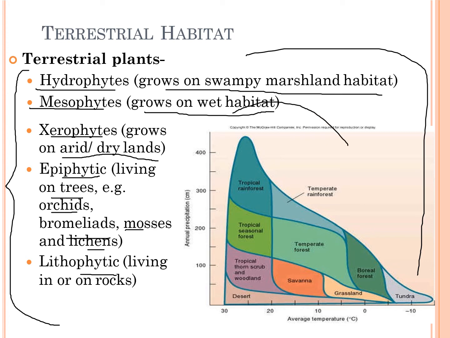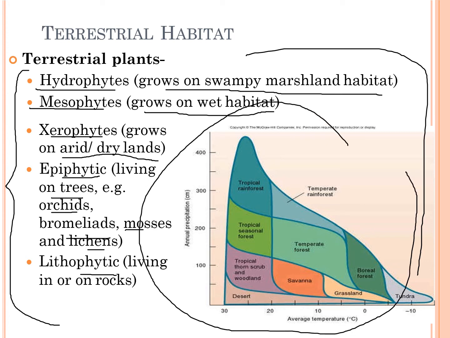This is a graph for all the forests under terrestrial habitat, which indicates the average temperature and annual precipitation. The temperature and precipitation are denoted by this. This peak shows that the tropical rainforest receives a huge amount of precipitation. Precipitation is on the x-axis and the y.